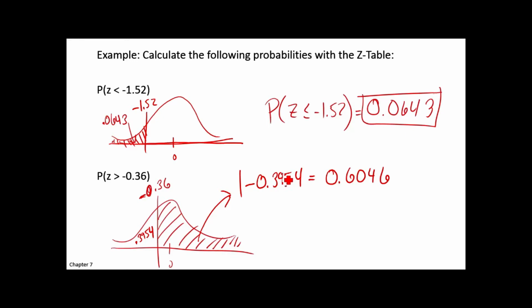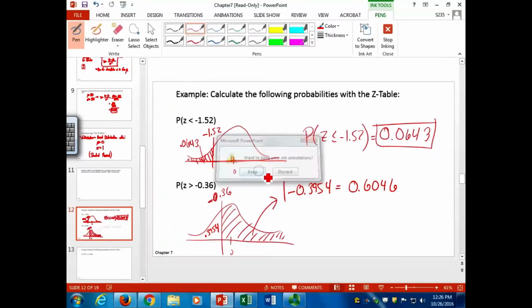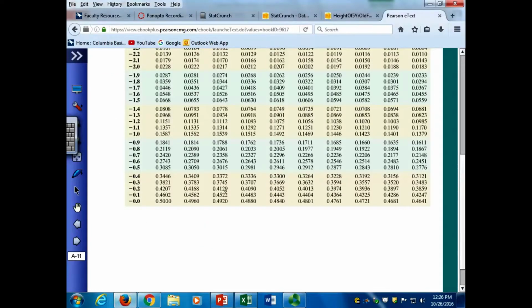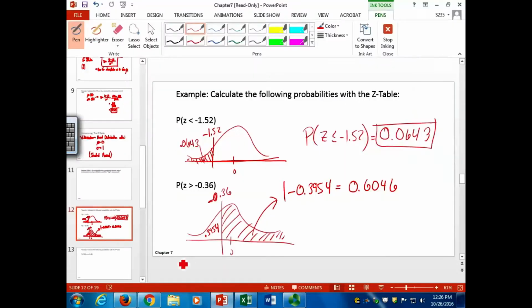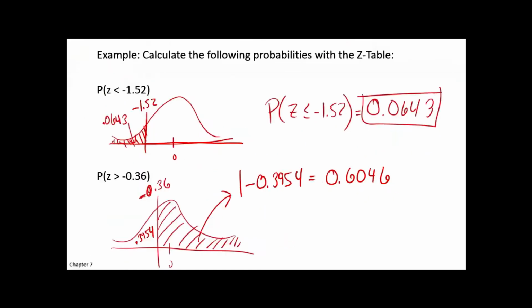Did I get it reversed? Oh, yeah, I got it backwards. It's 0.3594. Dang it. That's okay, easy fix. 0.3594, which would change this to 0.6406. Is that true? Yeah. So I think that's your answer.